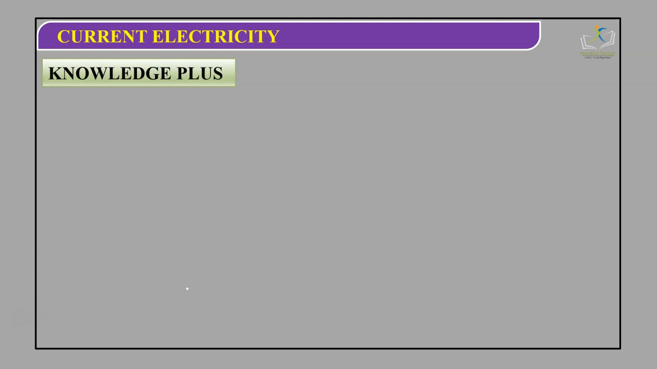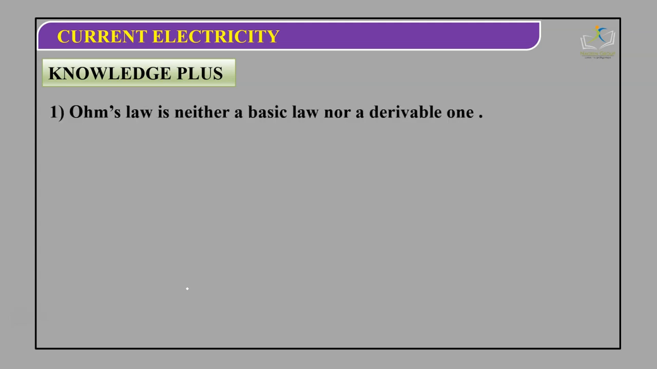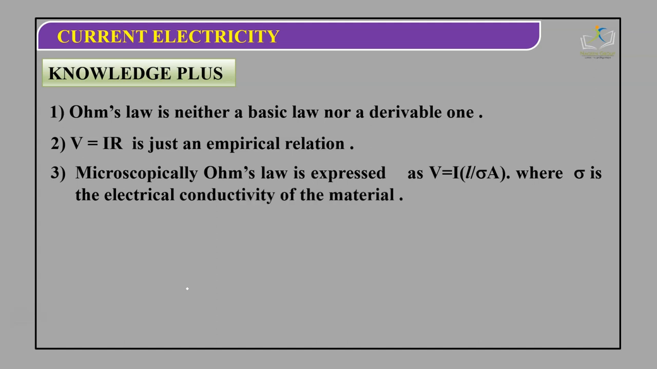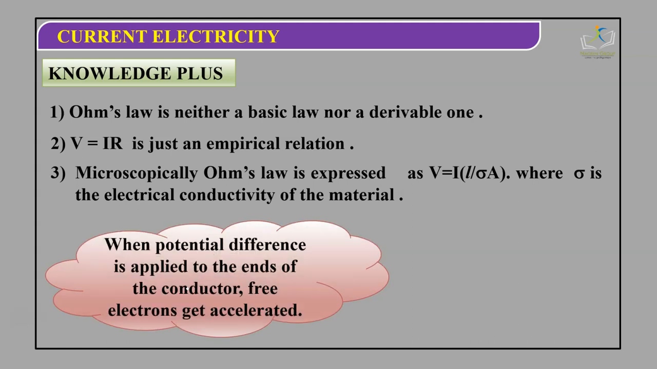So for additional knowledge, we know Ohm's law is neither a basic law nor a derivable one. V is equal to IR is just an empirical relation. Microscopically, Ohm's law is expressed as V is equal to I L by sigma A, where sigma is the electrical conductivity of the material. We can also represent it as J is equal to n e v_d, or J is equal to sigma E.